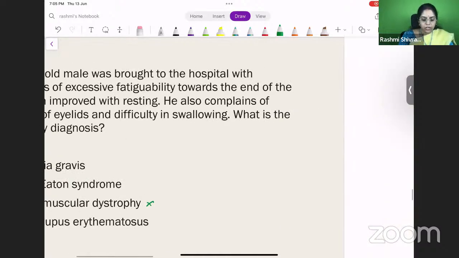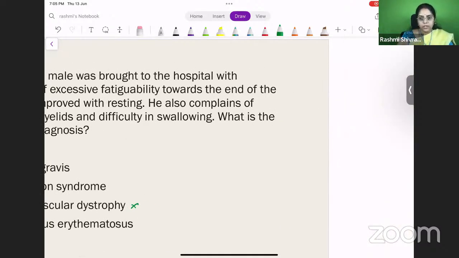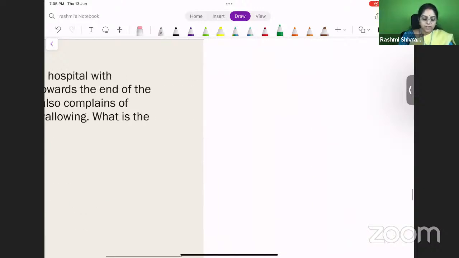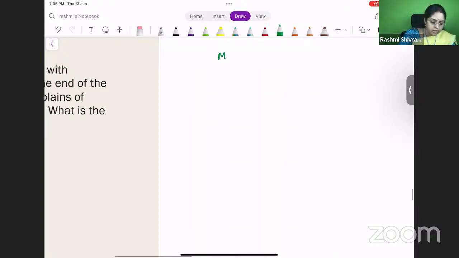So there are few points which you must remember. This is very high yielding. Once you know these points, you can answer these questions very easily, isn't it? So what are the differences between myasthenia gravis and Lambert-Eaton syndrome?